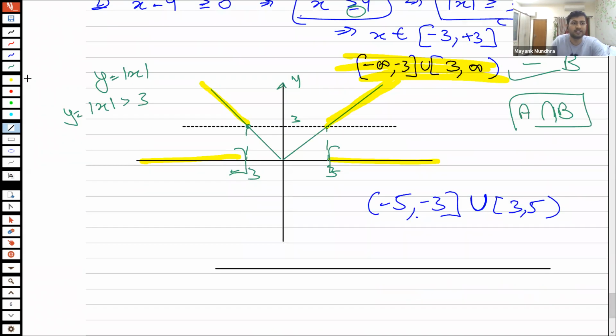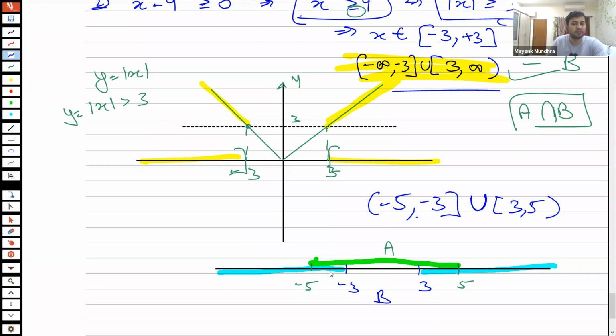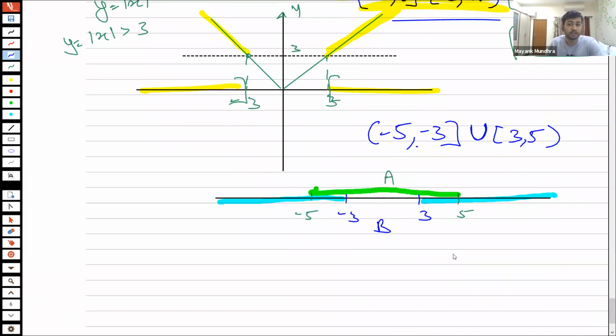So set A would be -5 to 5. Right? This is -5, this is 5. So this is my set A here. And set B is this one, negative infinity to -3 and 3 to infinity. So set B is this thing. So intersection means what? A intersection B means what? This is my set A and this downward thing is my set B. A intersection B means the points on the real line where both the colors are existing. So that's going to be this region. So that is -5 to -3.